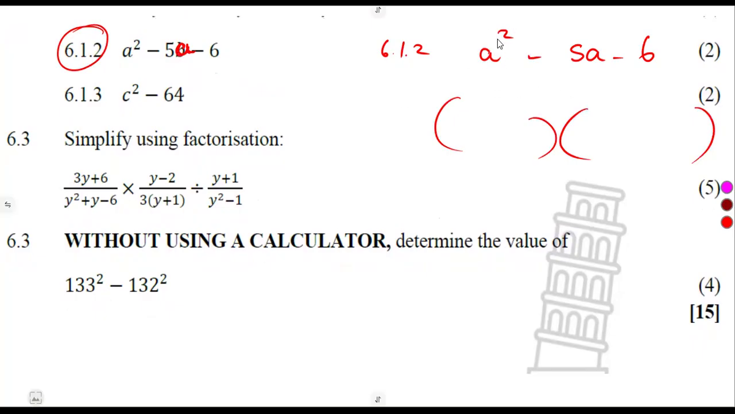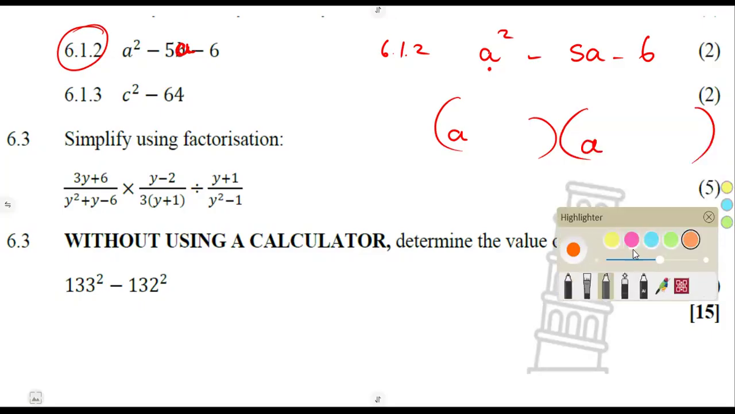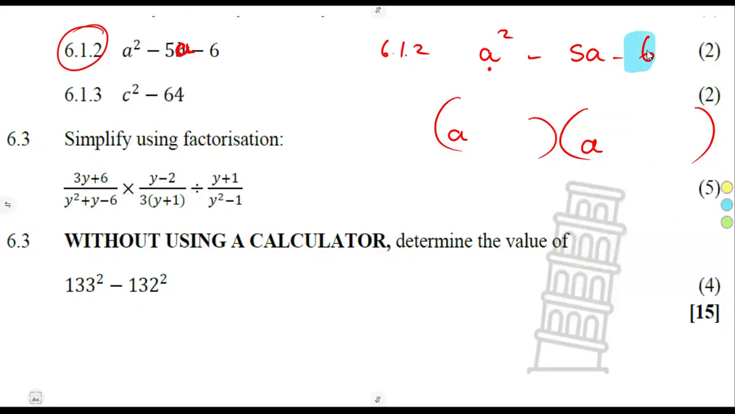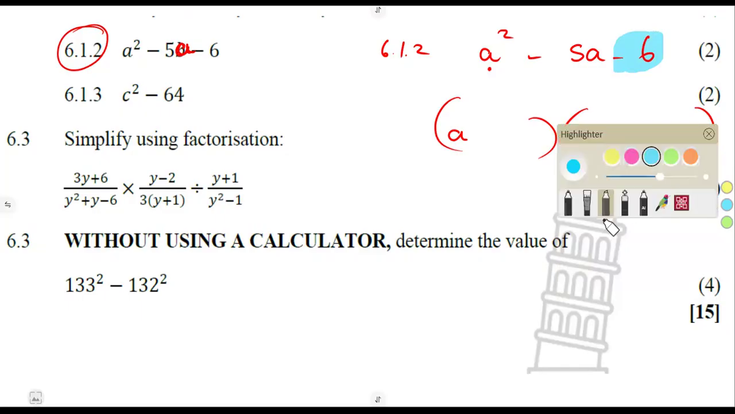Where we've got a squared. To get the a squared, it means you have got a, you have got a. A times a is a squared. Then I told you guys, you focus with the constant -6.